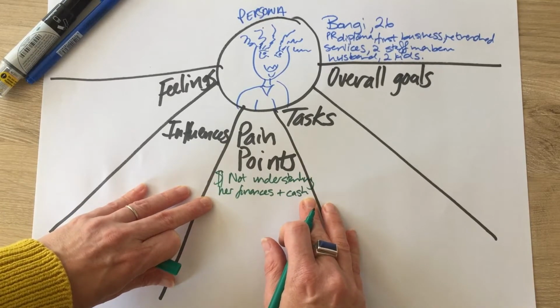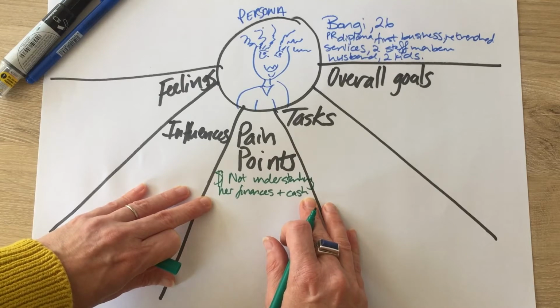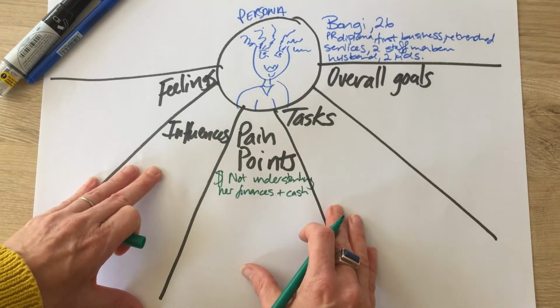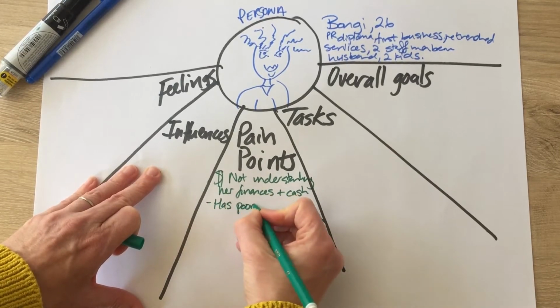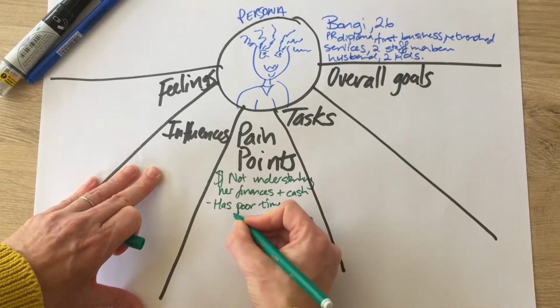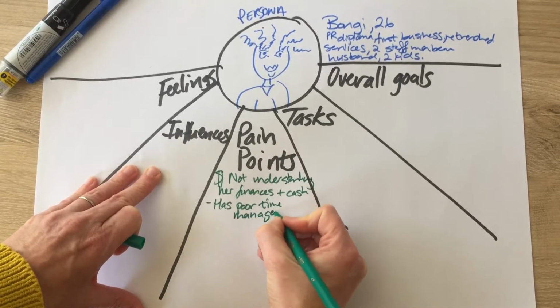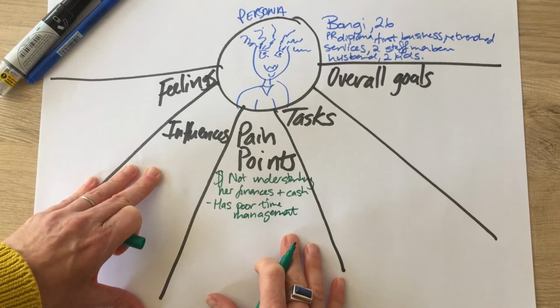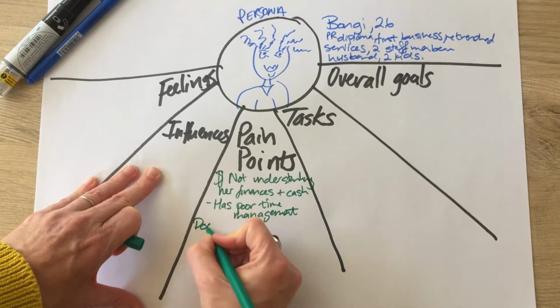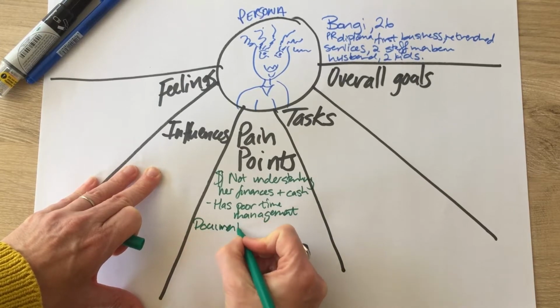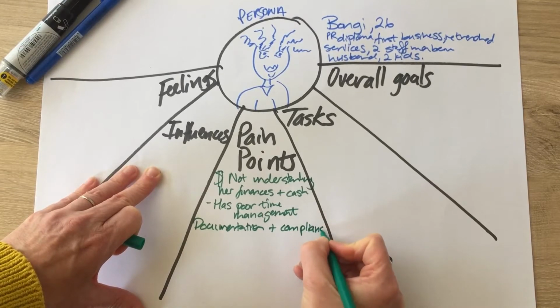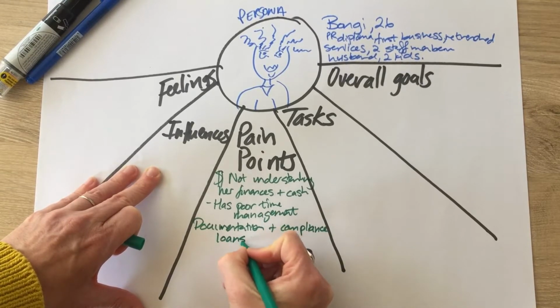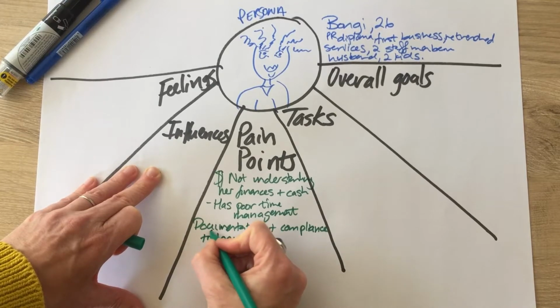With everything in crisis, Bongi is having to juggle a lot of things both in her business and at home, and is getting stressed. She has poor time management. This is a real pain point for her. Things that are causing a headache for Bongi are documentation and compliance, specifically to access the loans that are available.